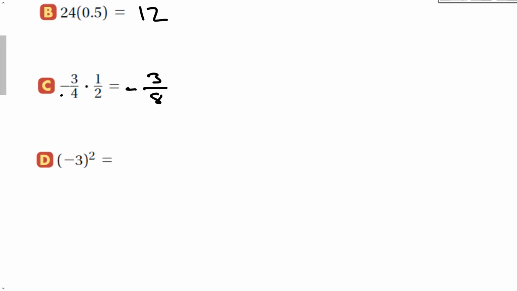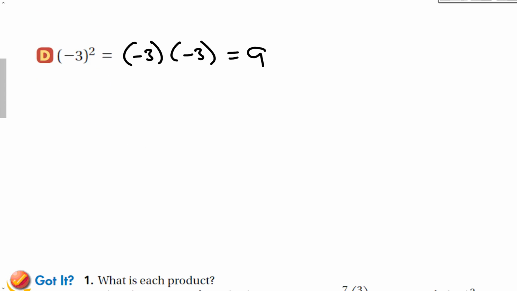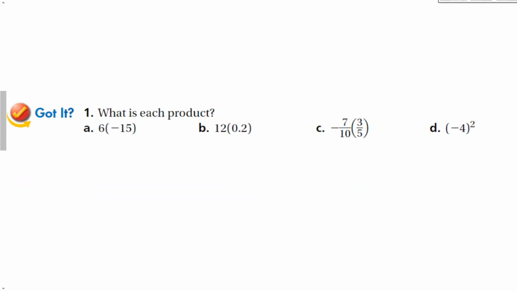For part D, right, we're squaring negative 3. And remember, when we square something, we are going to multiply it by itself. So that means this is going to be negative 3 times negative 3, which is going to be positive 9. Okay? Because the product of two numbers with the same sign is going to be positive. Okay? Let's do some of our got it problems.